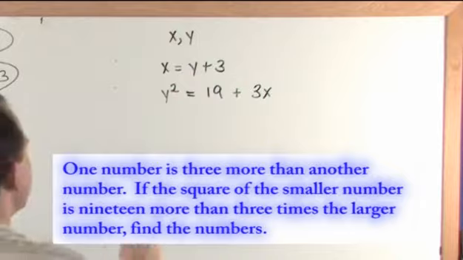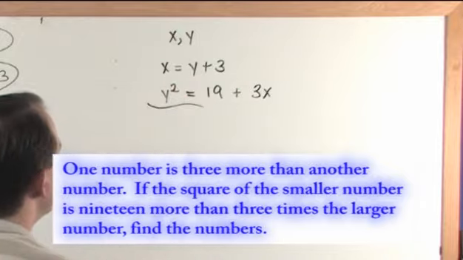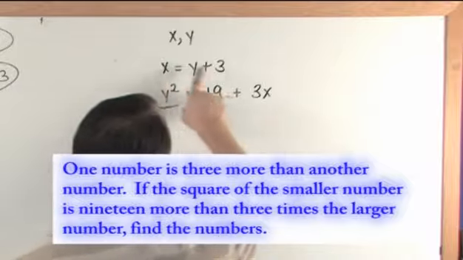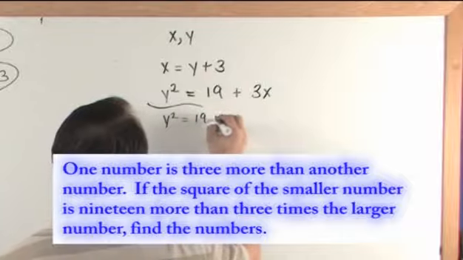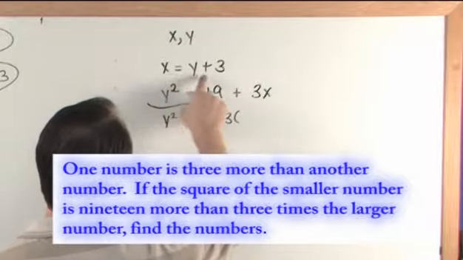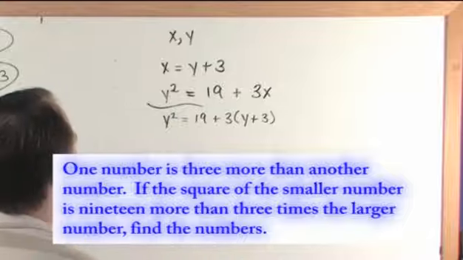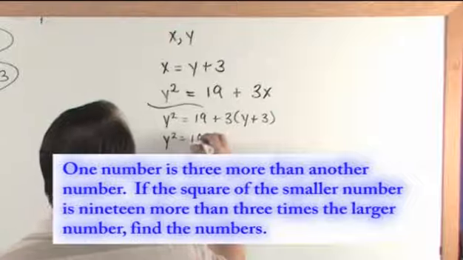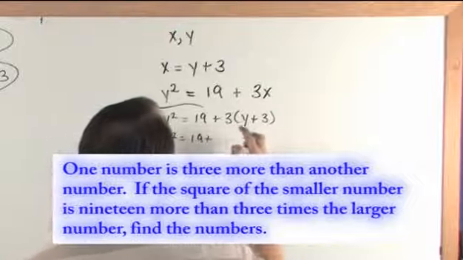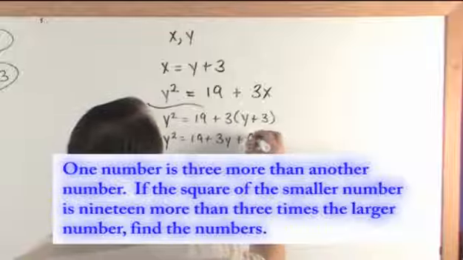Again, you have two equations and two unknowns. That's perfect. That's what you need. So let's start plugging in. Let's plug in for x over here. y squared is equal to 19 plus 3 times x, but x is equal to y plus 3. So y squared is equal to 19 plus, let's distribute this 3 in. 3 times y is 3y plus 3 times 3 gives me 9.